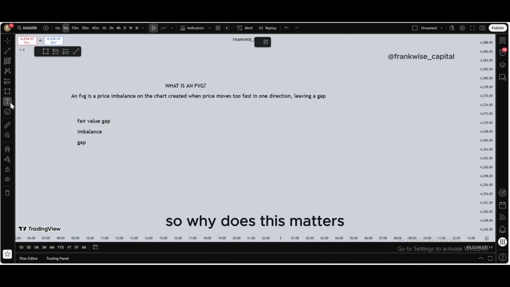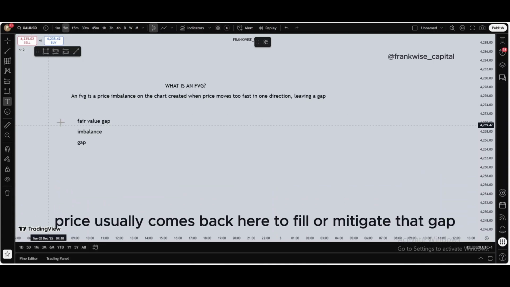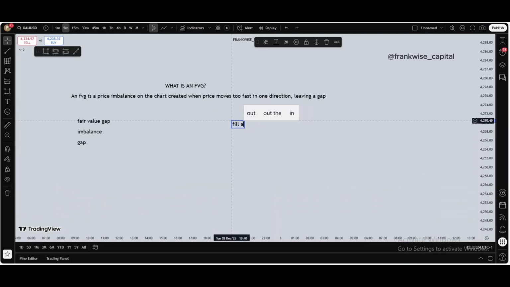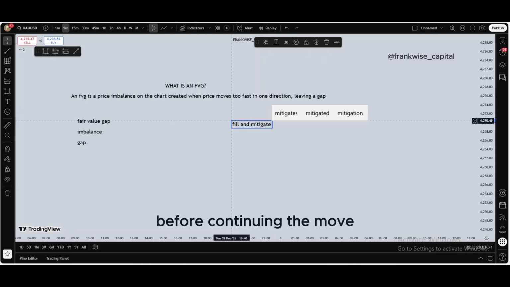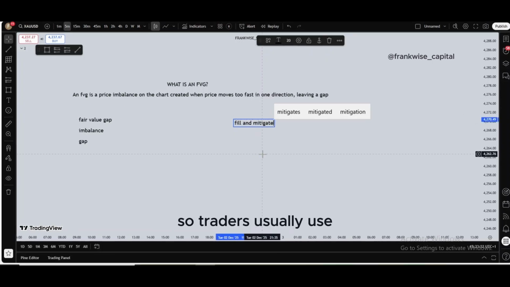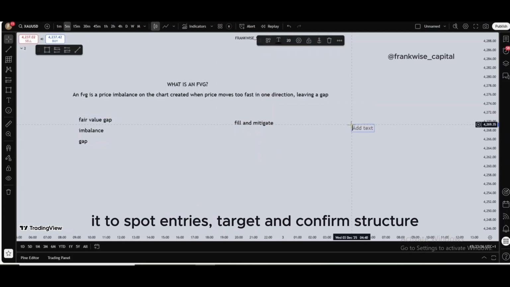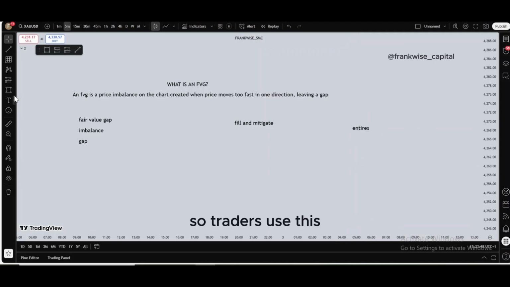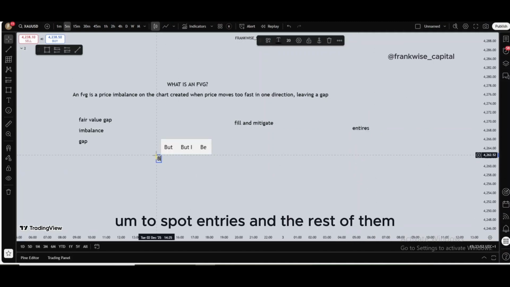So why does this matter? Price usually comes back to fill or mitigate that gap before continuing the move. So traders usually use it to spot entries, targets, and confirm structure.